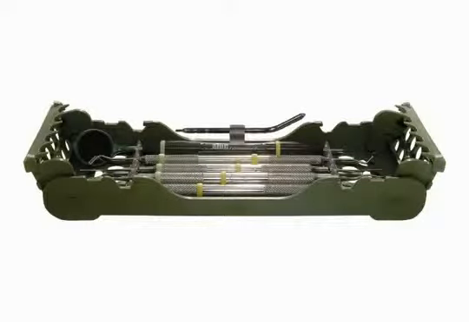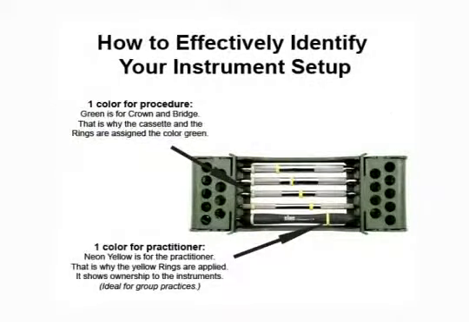Two colors may be used so that you can color code by procedure as well as by practitioner. Simply place the rings or tape in a V-shaped pattern on the instruments. This setup will identify what procedure they are for and who owns the instruments. The diagonal pattern represents the order in which the instruments are used.